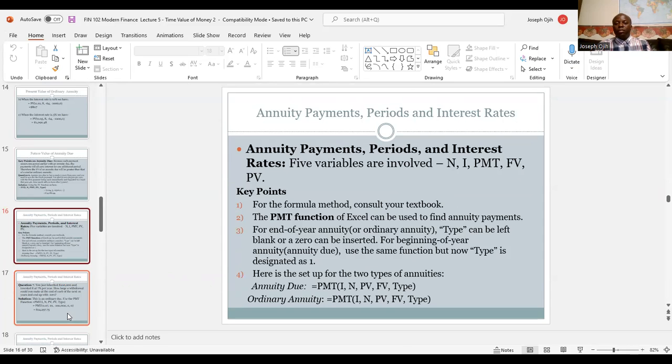So now, let's look at annuity payment, period and interest. Because sometimes we might want to know what is the interest rate or what is our return on investments. How do we get those? Now, 5 variables are involved in the calculation of present value and future value: number of periods, interest, payment, future value, and present value. If you want to know what the payments will be, whether every month or every year, you use what they call a payment function. And if you're looking for the return on investment, use the rate function. We're going to do an example of each of them now.